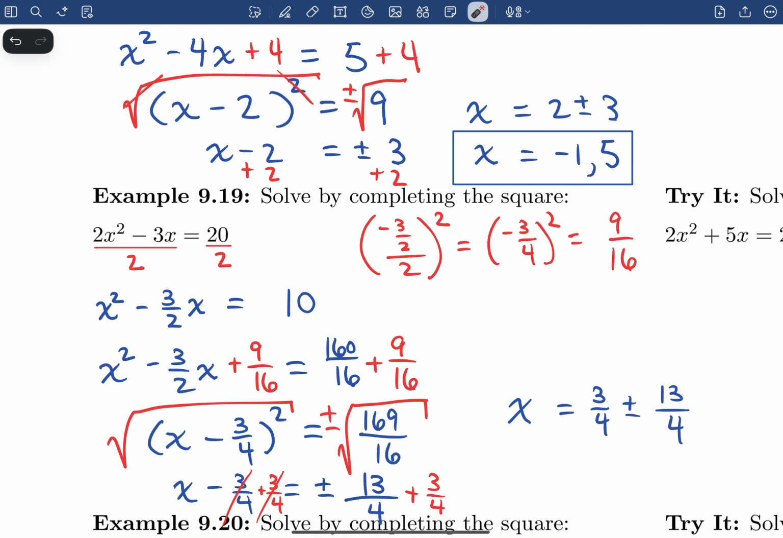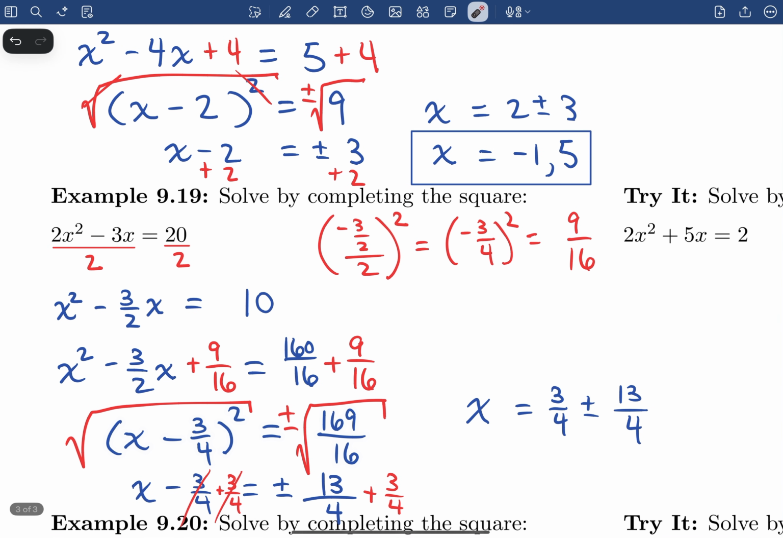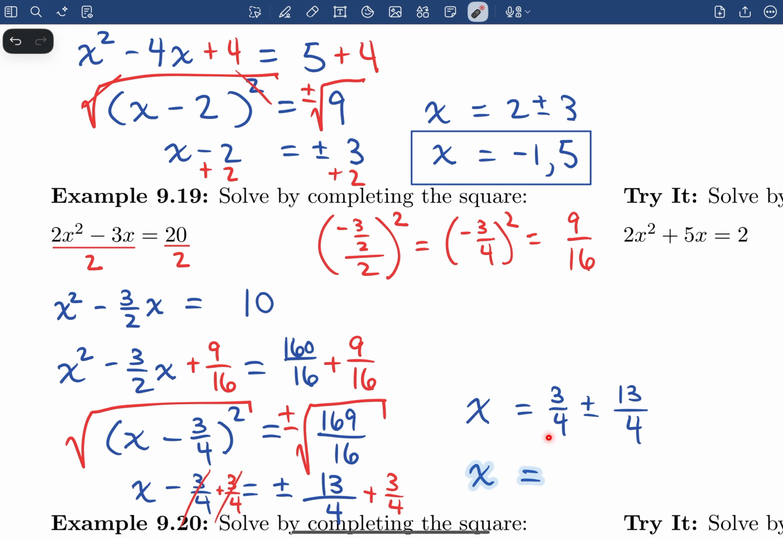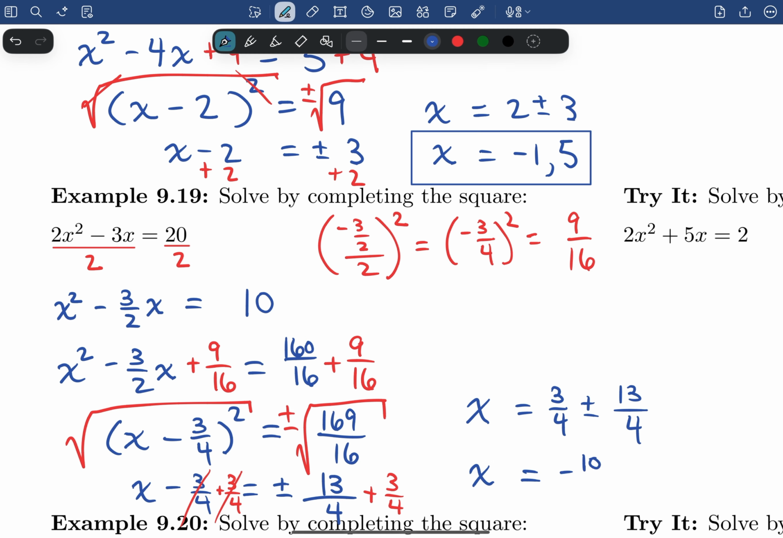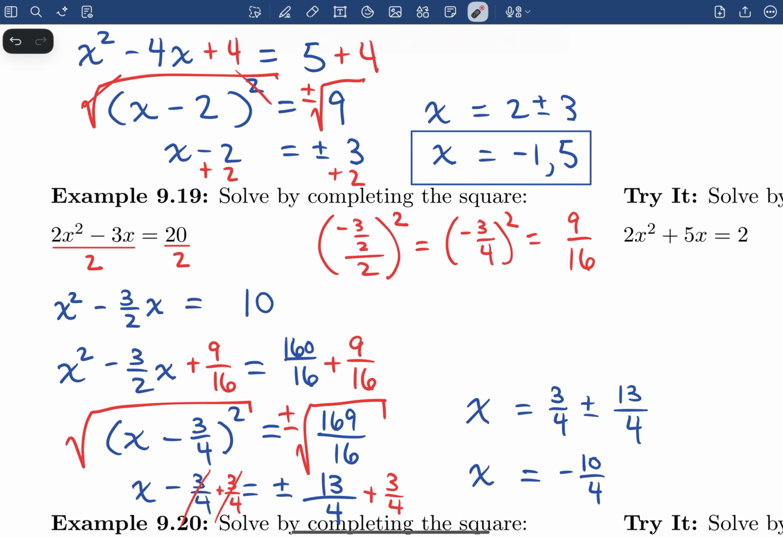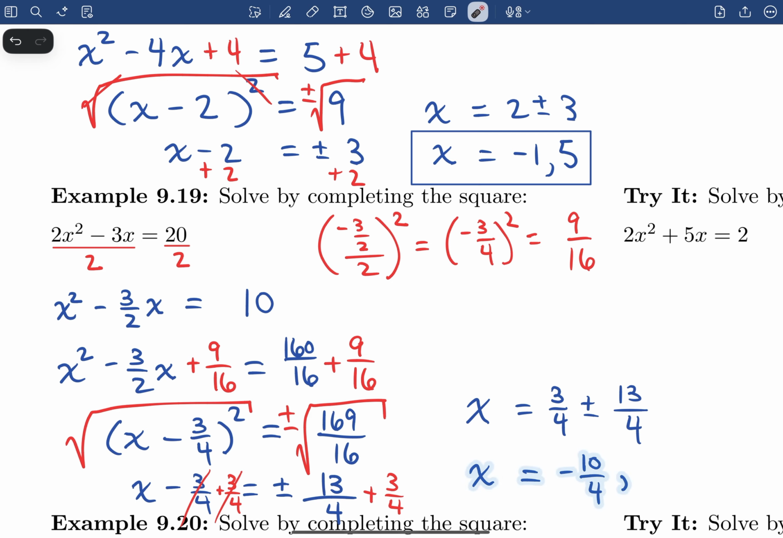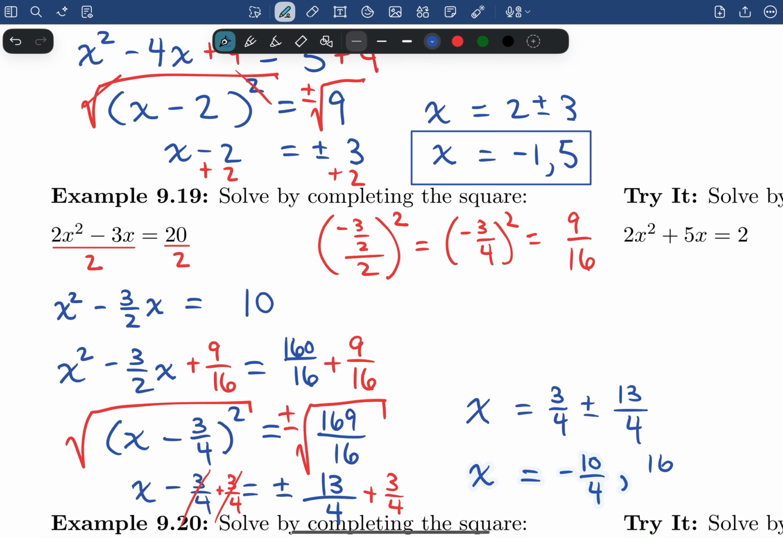And you'll notice, hey, we've got the same denominator here, and there's no radicals or anything like that anymore, so I can take this and add it with this and take this and subtract this to get my explicit answers for x. In fact, if I take 3/4 and I subtract 13/4, that gives me negative 10/4, because 3 minus 13 is negative 10. And then if I take 3/4 and I add 13/4, that gives me 16/4. 3 plus 13 is 16.